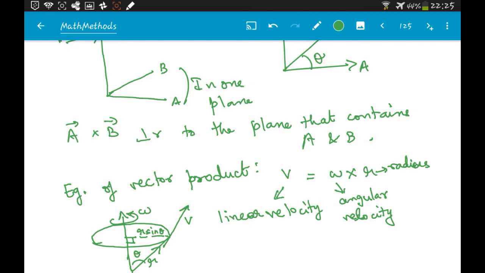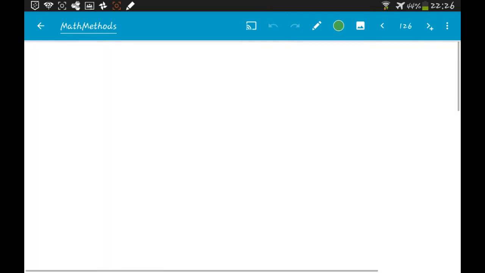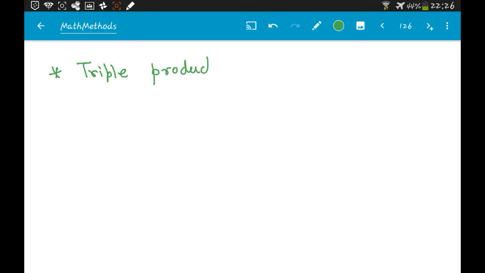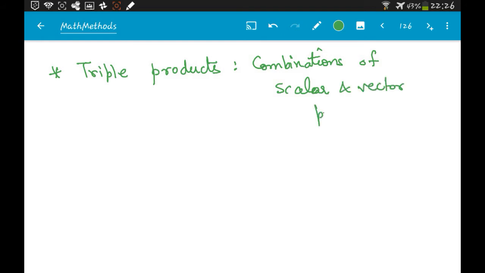Now let's look at triple products. Triple products are nothing but a combination of scalar and vector products. So let's look at the first triple product, which is the triple scalar product.